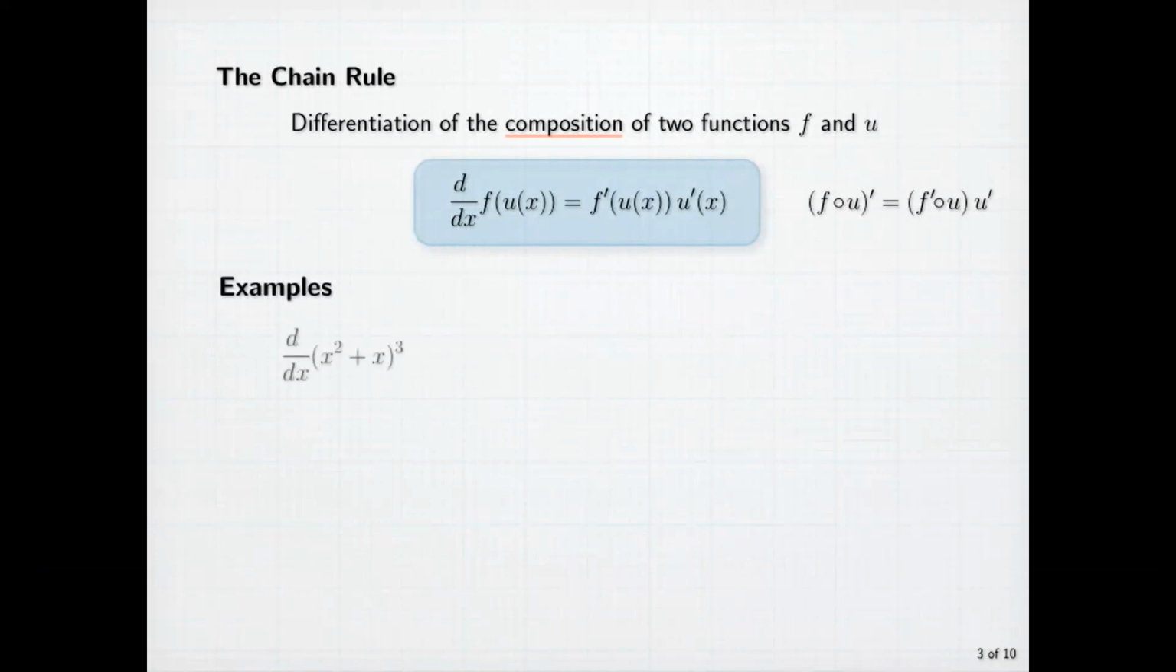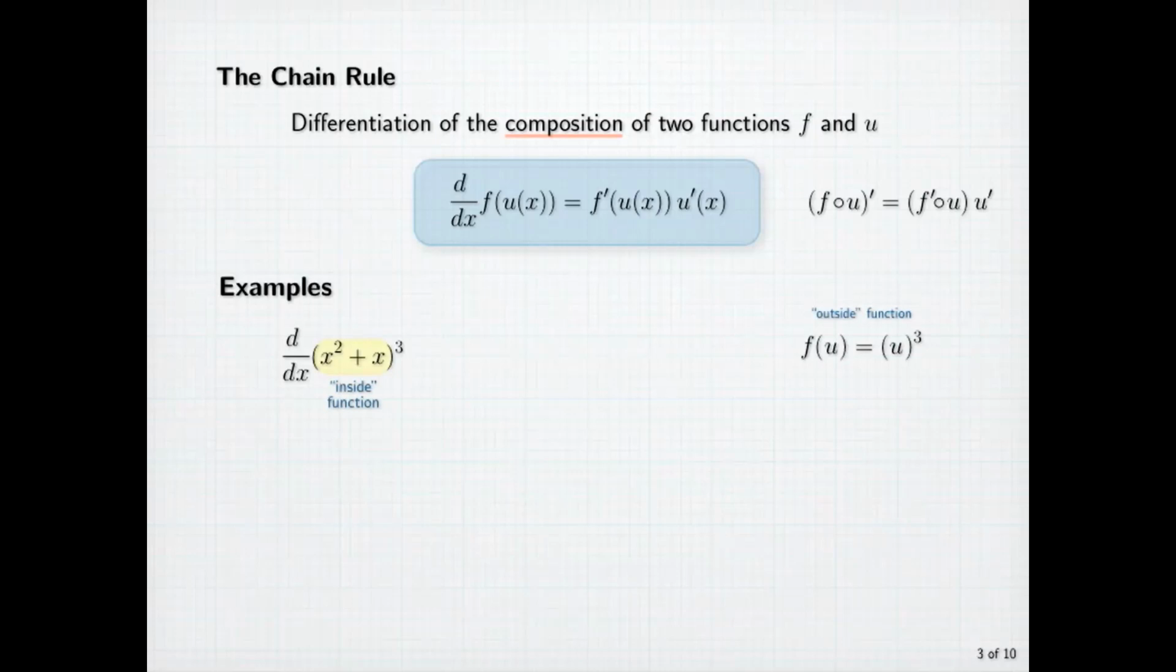Examples. The derivative with respect to x of x squared plus x quantity cubed. Here, our inside function should be thought of as x squared plus x, and the outside function, f of u equals u cubed.